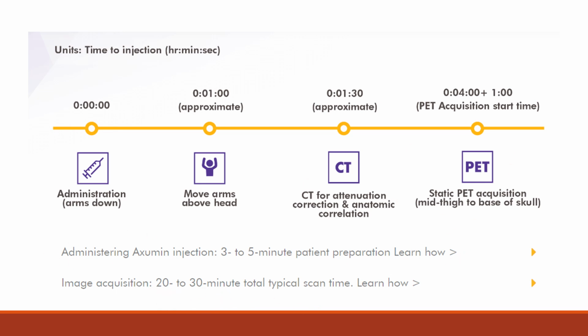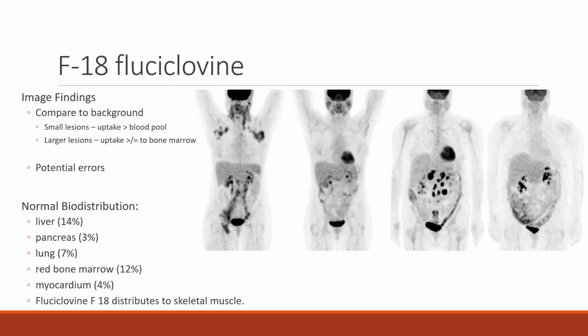You do a couple minute bed position, 3 to 5 minute bed position, depending on the camera. If you have a digital camera, you can do it a lot quicker. You can do like 2-minute bed positions. So this is examples of the fluciclovine. Goes everywhere amino acid goes. That's why you see the brain.